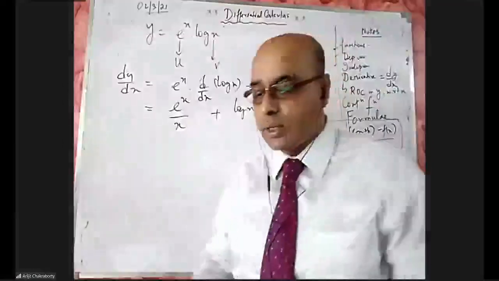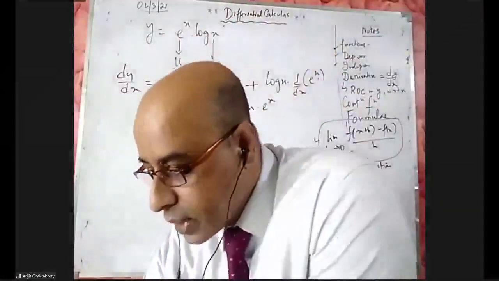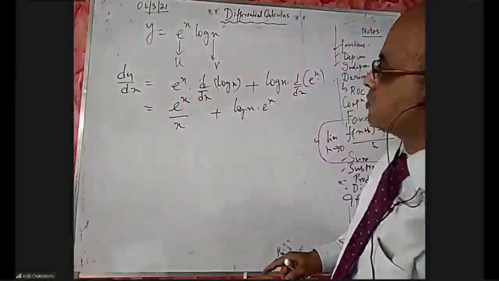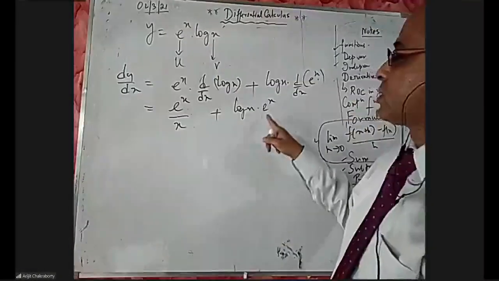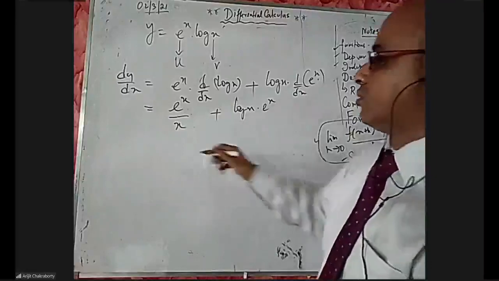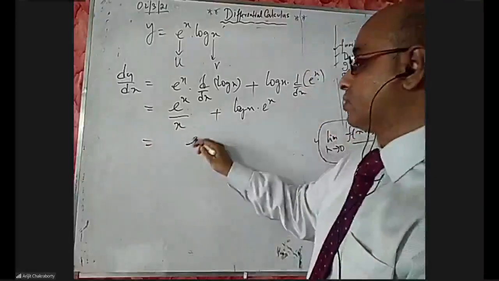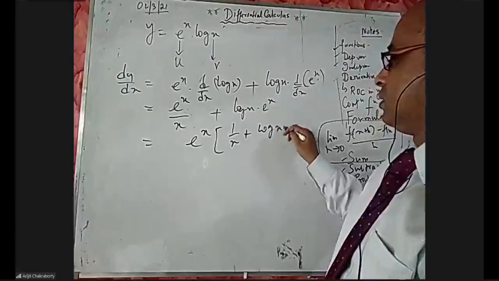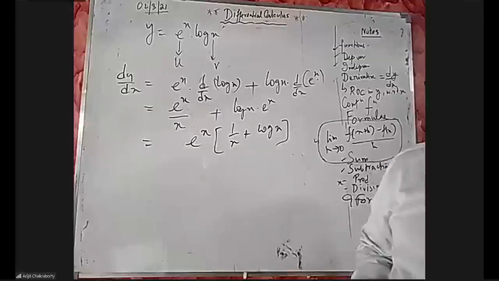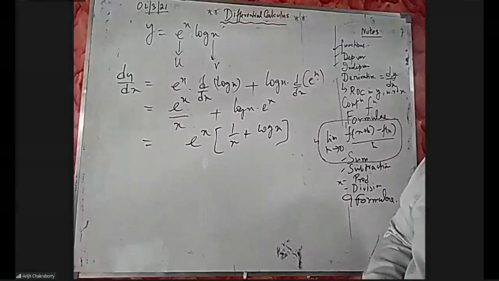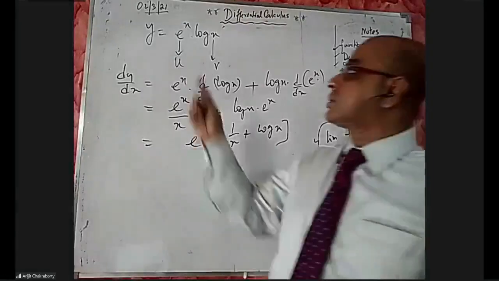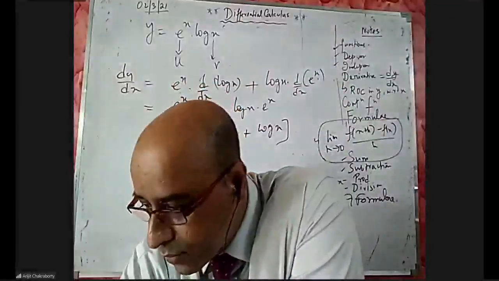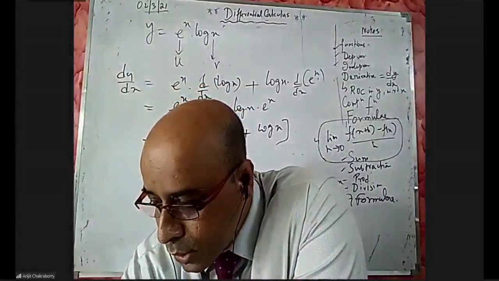Let me take common and see what I get: e to the power x by x plus log x into e to the power x. If I take e to the power x common, I have 1 by x plus log x. Okay, this is the answer. This is again an exam question. So we have done a number of questions on the product rule.